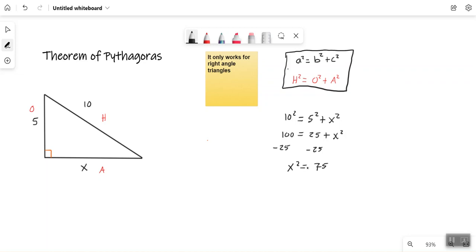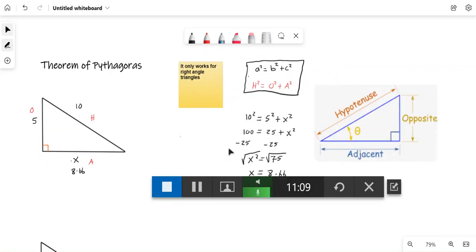And then, to get rid of this square, I have to get the square root of both sides, and x is then equal to the square root of 75, which is equal to 8.66. Okay, so this length here is equal to 8.66. So that is Pythagoras' theorem, and that's how to use it to work out the length of one side if you already have the length of the other two sides.